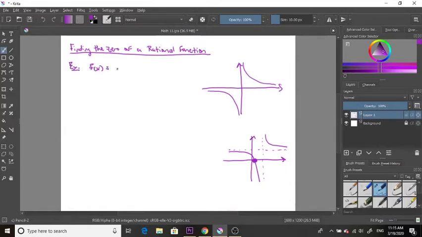f of x is equal to negative 4 over 3x minus 7, plus 2. The first step is to take this f of x, or your y, and replace it with a big fat zero. That's why it's called the zero, essentially, because this becomes 0. So 0 equals negative 4 over 3x minus 7, plus 2. Now we want to start isolating for our x. We're going to take this 2 and bring it over here. It's going to become negative 2 on this side.